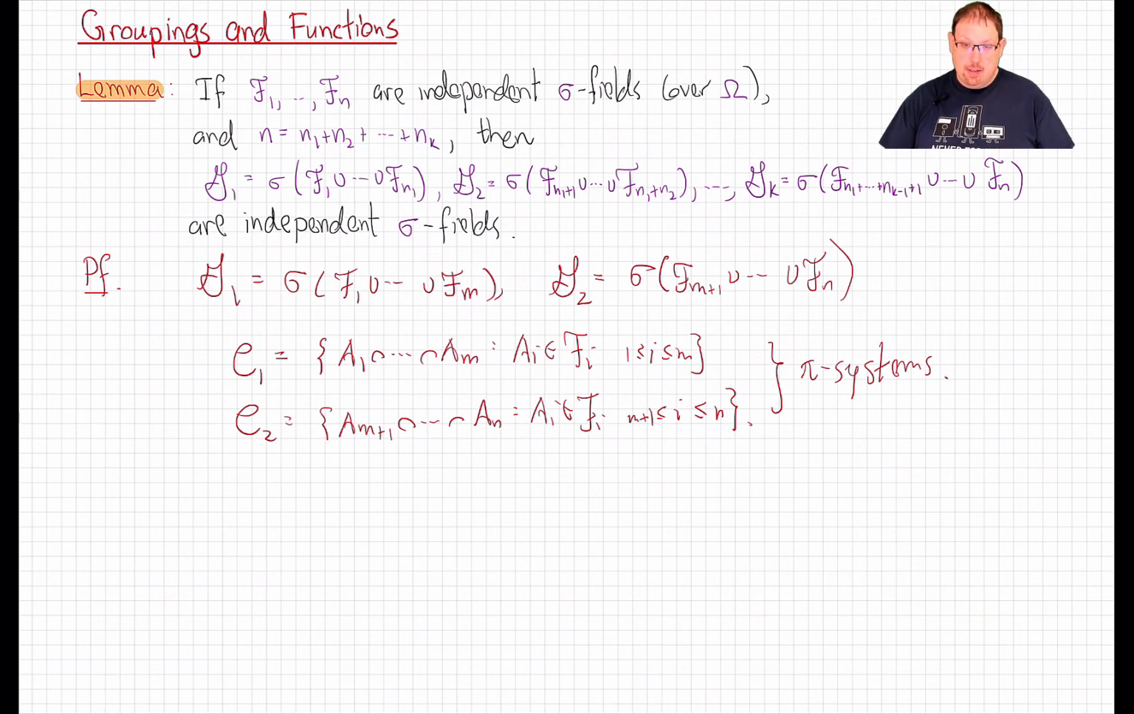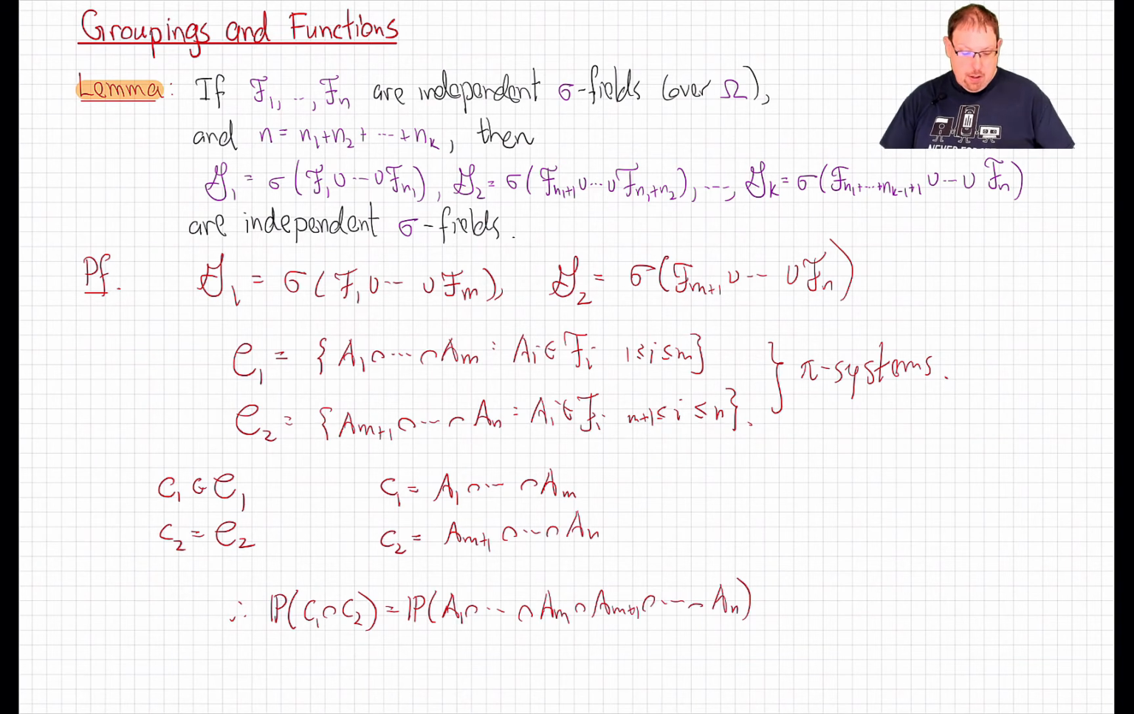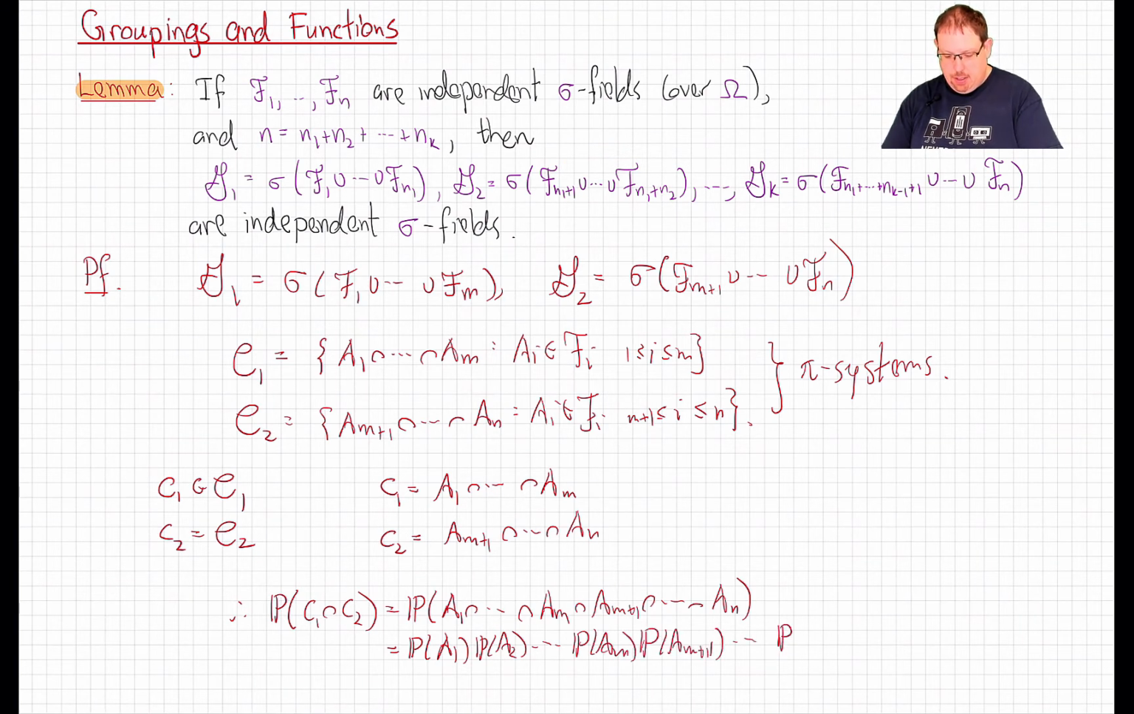They are also independent. Why is that? Well, let's take a C1 in scripty C1 and a C2 in scripty C2. That means that we can write C1 as the intersection A1 up to Am, and we can write C2 as the intersection Am+1 up to An. And therefore, if I want to calculate the probability of C1 intersect C2, that's just the probability of the intersection all the way. Now, those Ai are all taken from these independent sigma fields. And so this whole thing factors as the probability of A1 times the probability of A2 times the probability of Am times the probability of Am+1 times the probability of An.